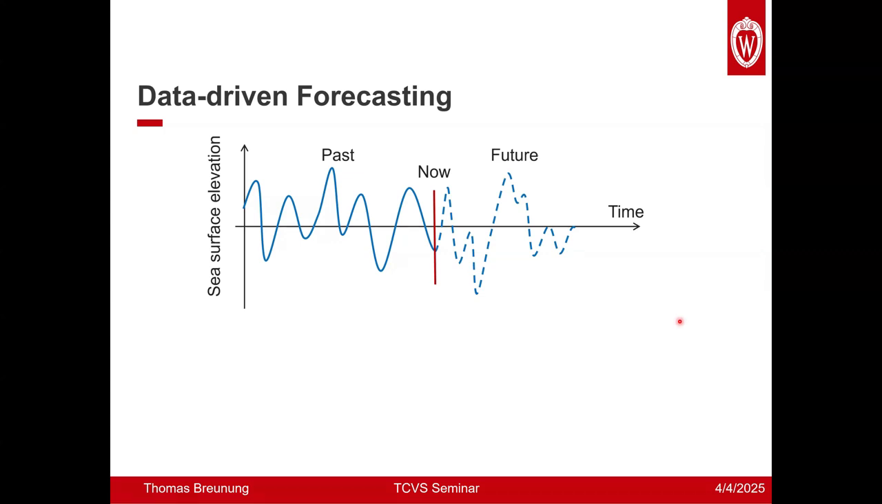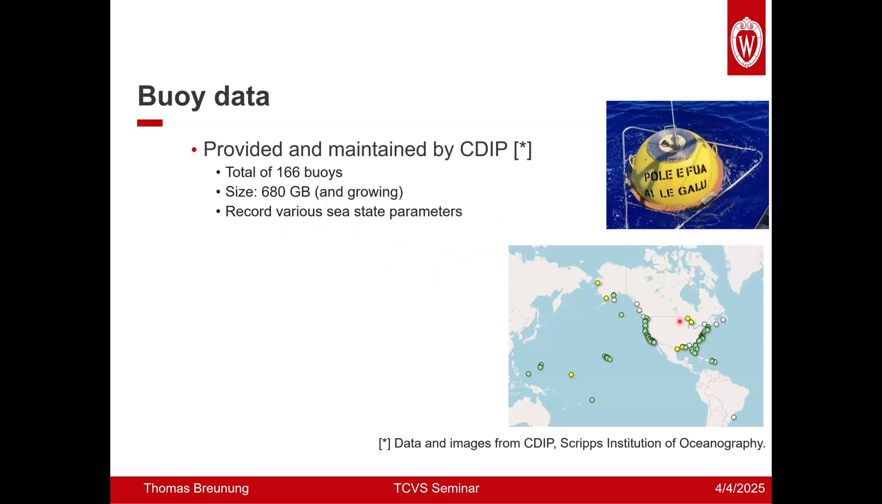So what I want to do is, we have some measurements of the past sea surface elevation, and based on that, I want to predict what's coming up, what are the next upcoming waves. No matter how we twist and turn the whole problem, we need data. And I found this data is provided by CDIP.